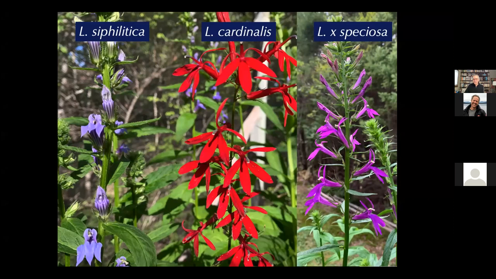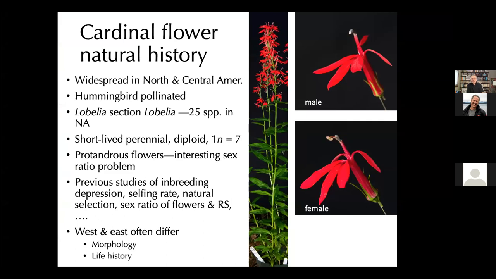And this cross makes these fabulous magenta colored plants, and they vary in color depending on the particular parents used. But they're sterile, and you can't continue to grow them, can't continue to make seeds. So cardinal flower, widespread in North America.